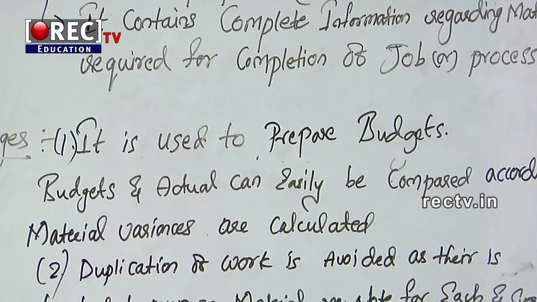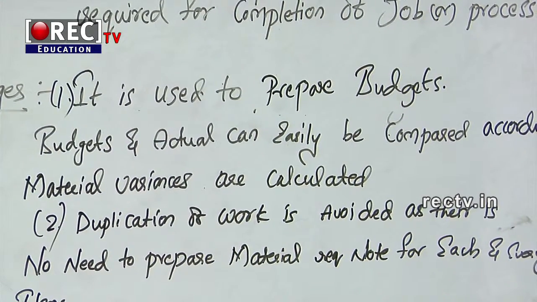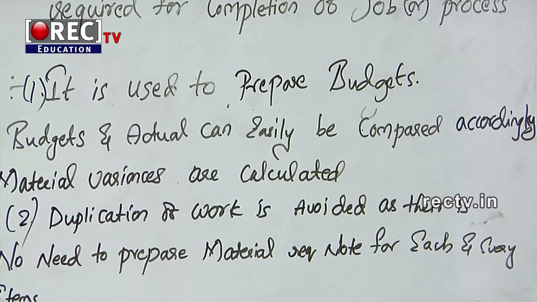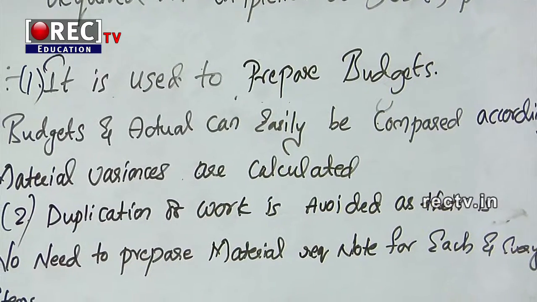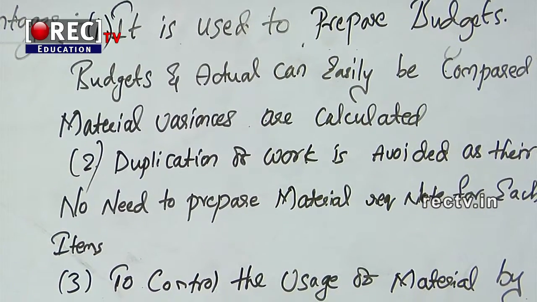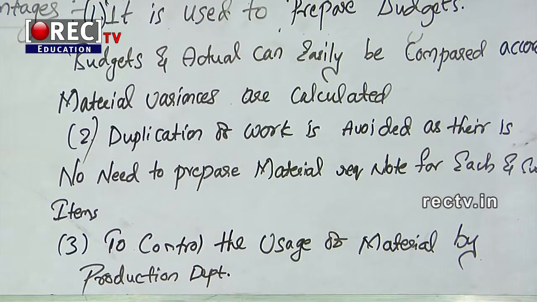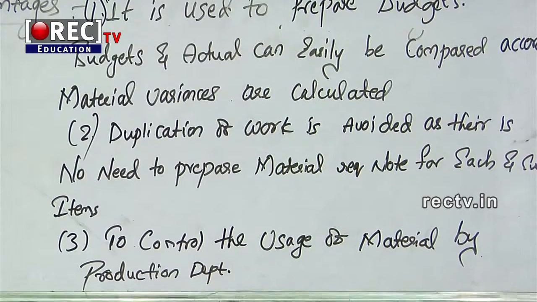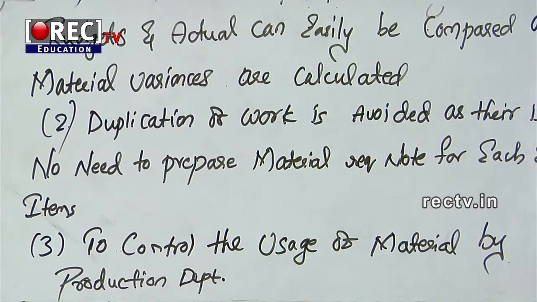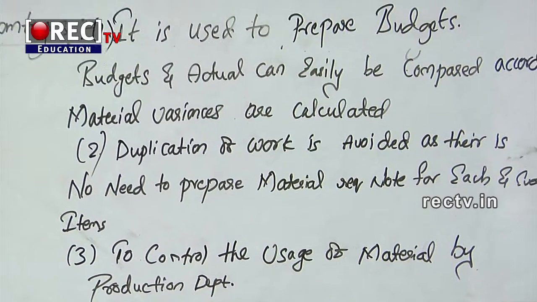Duplication of work is avoided as there is no need to prepare a material requisition note again and again for each and every item, because it contains the complete information regarding the job. And bill of material is used to control the usage of material by the production department, as before buying the material we already know how much quantity of material is required to complete the job.